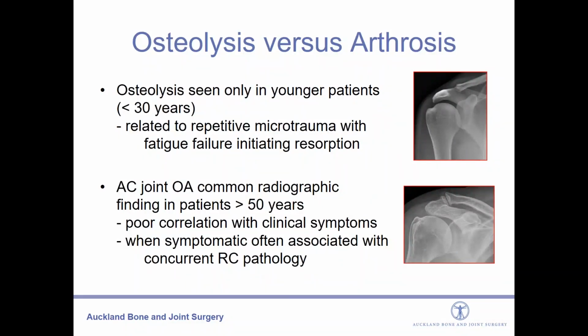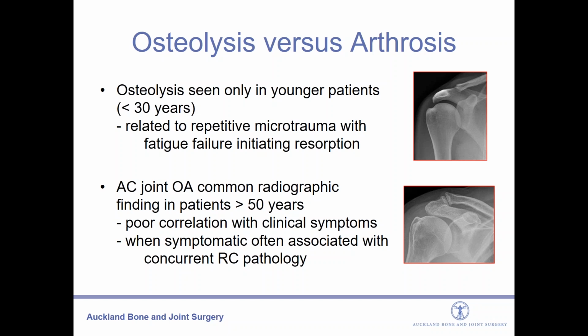This whole thing of osteolysis versus arthrosis, I think it's safe to say anyone over the age of 50 is going to have an arthritic acromioclavicular joint, but thankfully almost never does it cause symptoms. So it's usually an incidental finding on an X-ray. It poorly correlates with symptoms, and I never touch the AC joint unless someone is very localizing and has pain there and pain with provocative tests.